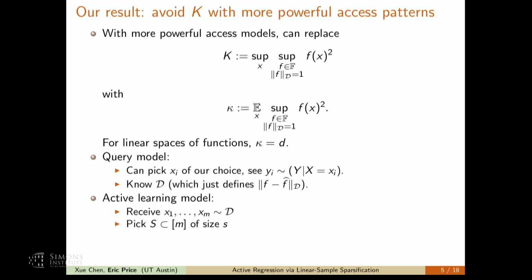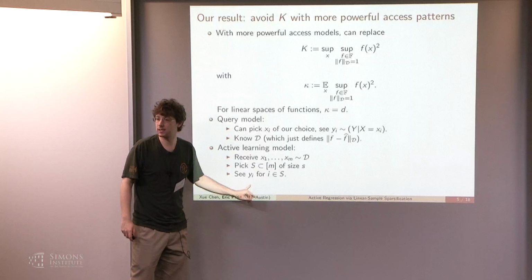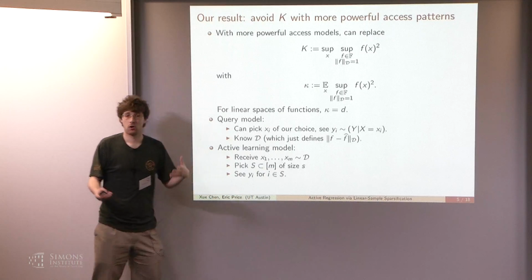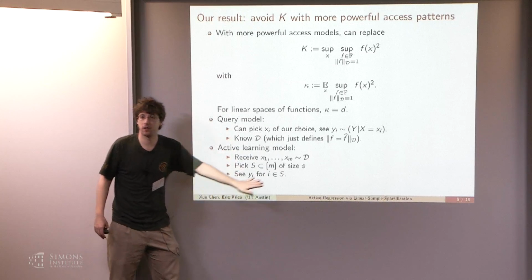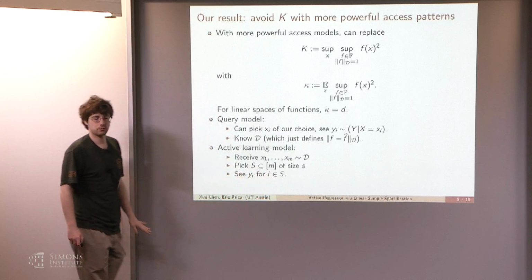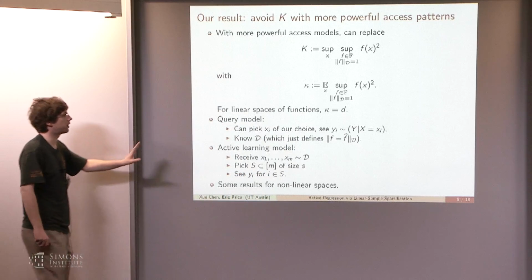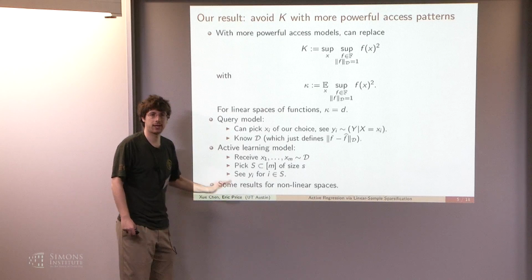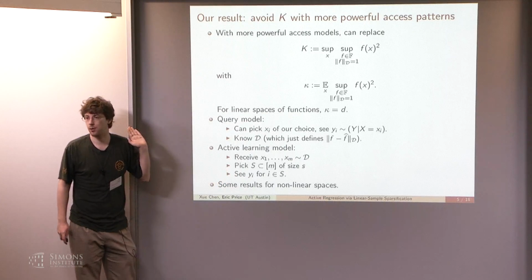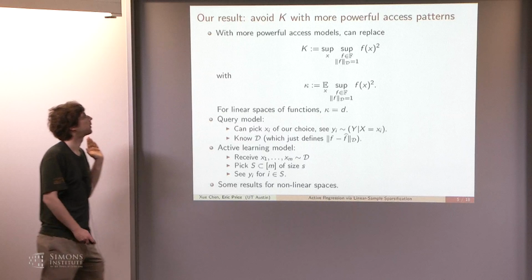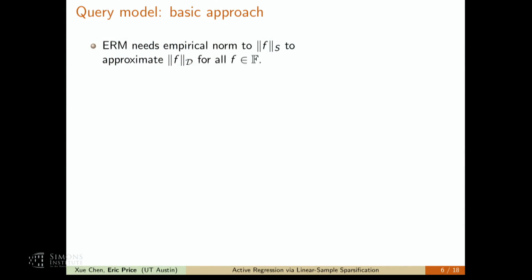And so you get a sample of m points x1 through xm, and we're going to choose a subset, and then we're going to see the corresponding y for that subset, and now we want to learn a function that's good on average over the distribution. And then these are for linear spaces of functions, and we get some results for nonlinear functions as well. Okay. So let's start with the simplest setting of just trying to get something that doesn't depend on the condition number in the query model.